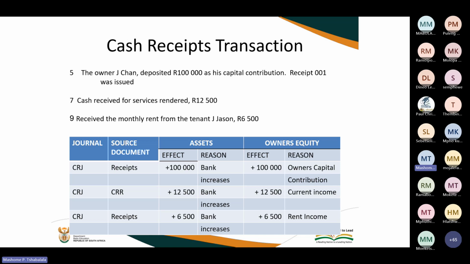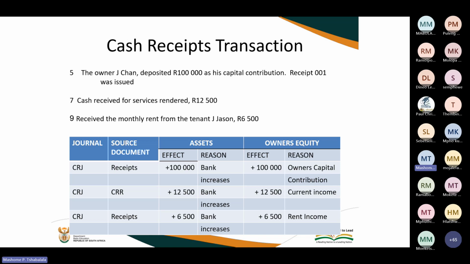We have the effect and reason under owner's equity and the assets. Now, when we analyze this transaction, the first thing we look at is the journal. The journal will be the CRJ, then the source document will be the receipt.